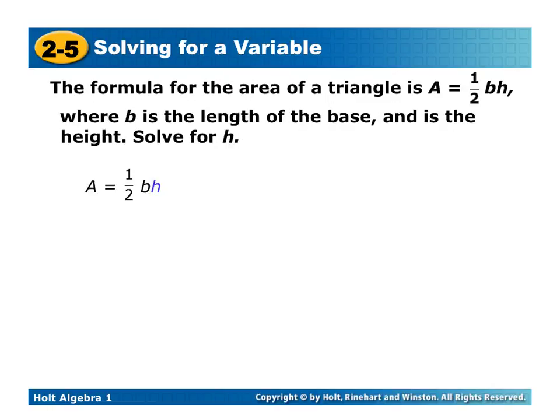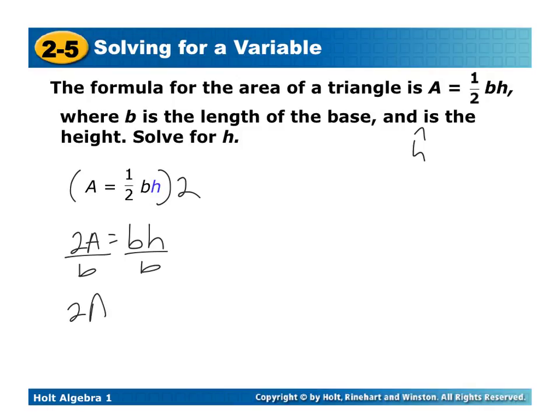Now let's look at another example. The formula for the area of a triangle is area equals 1/2 base times height, where b is the length of the base and h is the height. We want to solve for h. So first thing I'm going to do is get rid of my 1/2. I'm going to multiply both sides by 2. So this becomes 2 times the area is equal to our base times our height. I'm going to divide by b on both sides, so 2a over b is equal to our height.